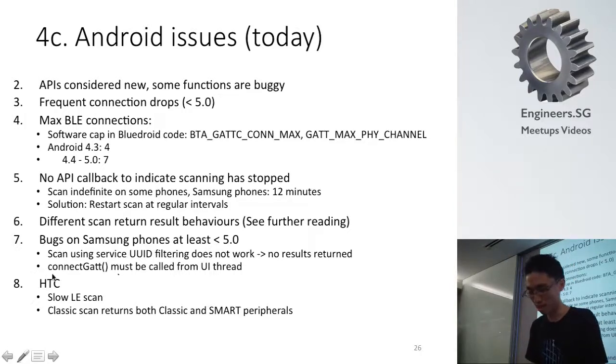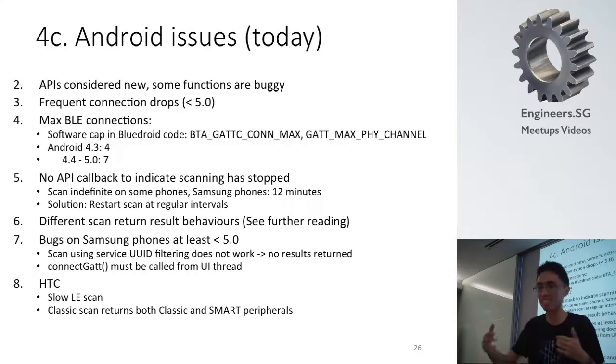As I pointed out earlier, connectGatt must be called from the UI thread. Then for HTC, their Bluetooth LE scan is slow, much slower than what you would normally expect. On a side issue, when you try to scan for classic devices, HTC phones will return both classic and smart devices. This is actually an API violation. The API is not supposed to return a BLE device when we scan for classic. I suspect they're using the same functions behind the scenes for both classic and BLE scan. That's why it's so slow.